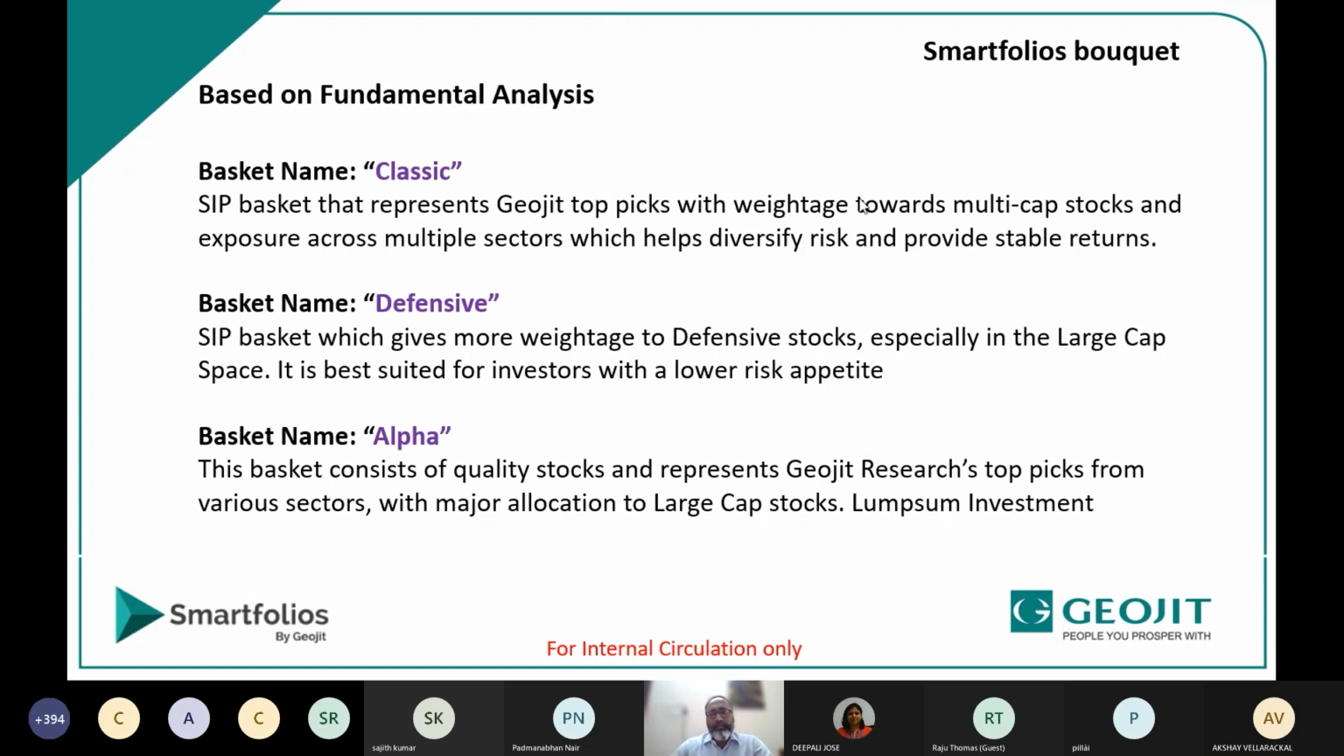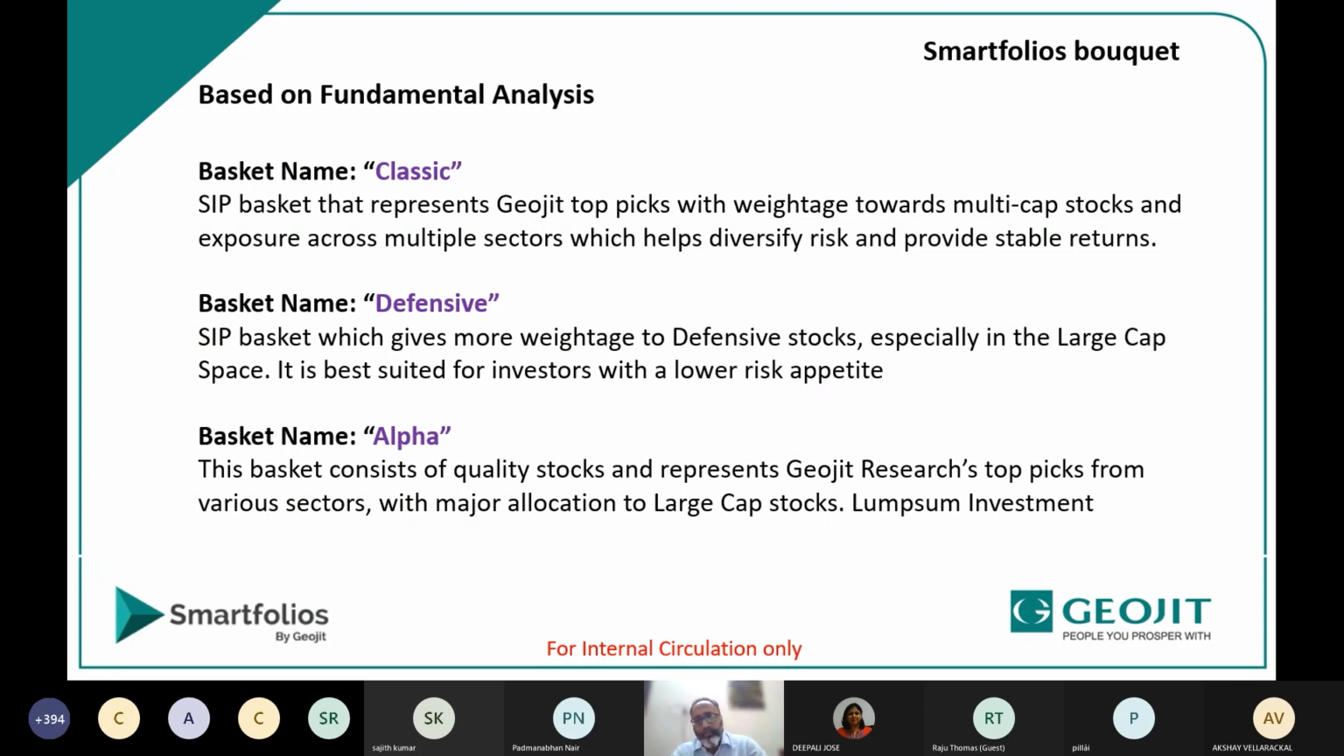Then we have the very traditional forms of analysis that is based on pure fundamental analysis. We have three baskets by Geojit Research. Now, the first two baskets, that is Classic and Defensive, these are SIP baskets in which you can start off systematic investments, either weekly SIPs or monthly SIPs in these baskets. You can start off your investments in that.